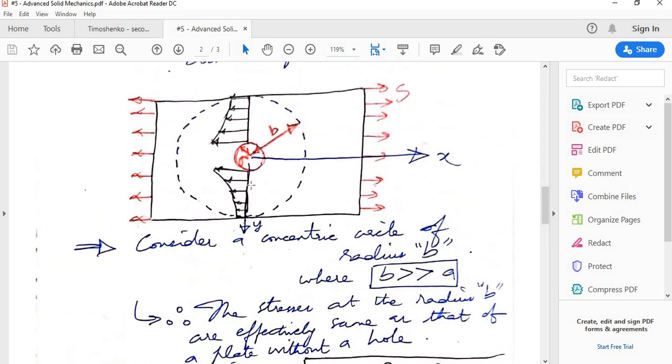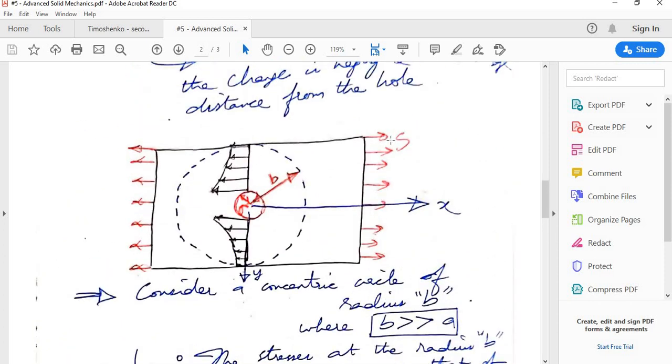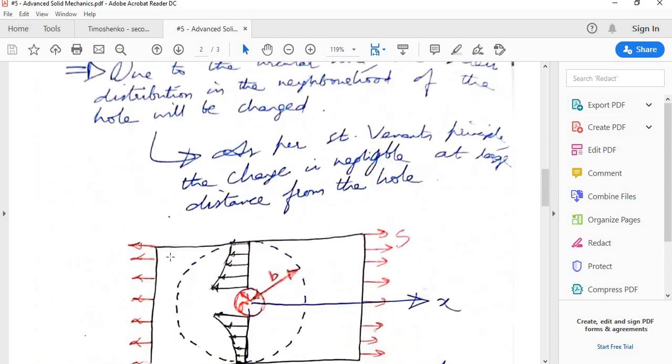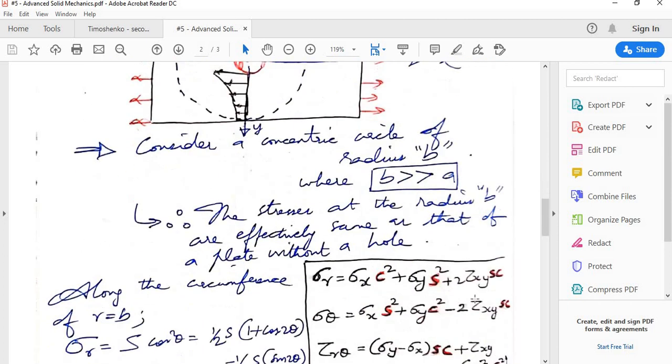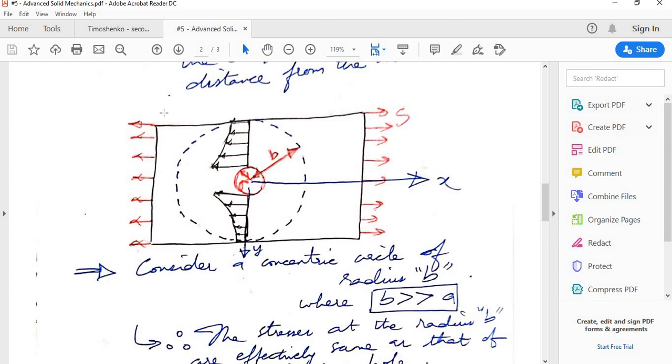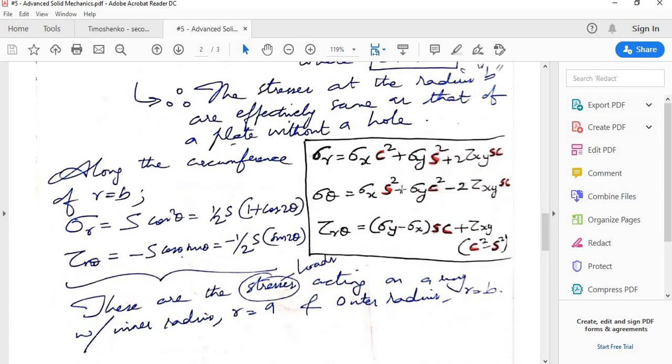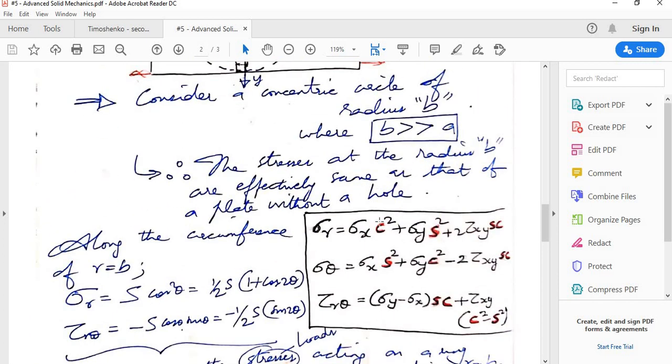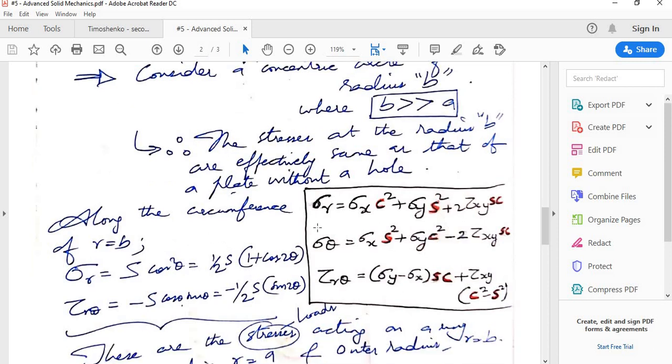So at r equal to b, in this particular problem, sigma x is s. Sigma x is s, sigma y is 0, tau xy is also 0 because there is no shear force in this plane. So using sigma x as s, and with these trigonometric quantities, you will get sigma r equal to s cos square theta, only this part of the expression.